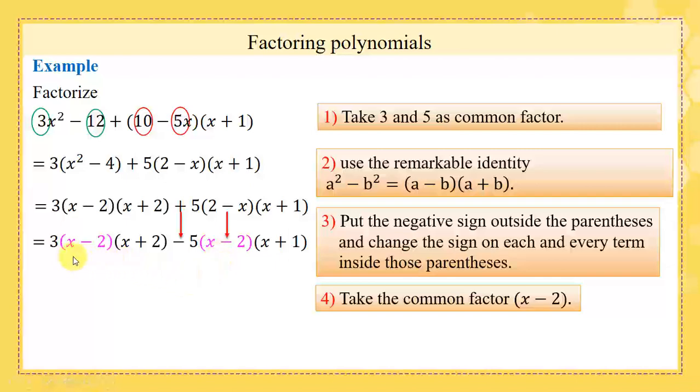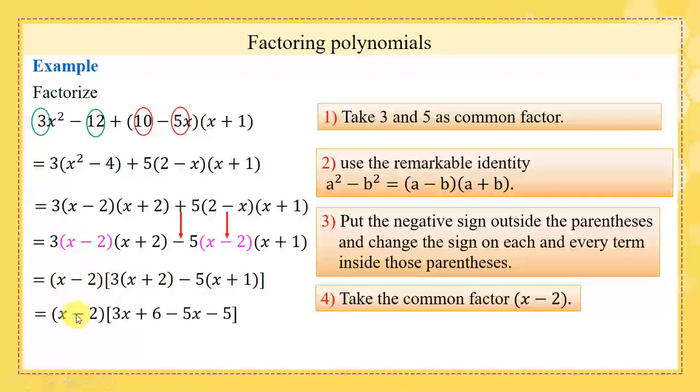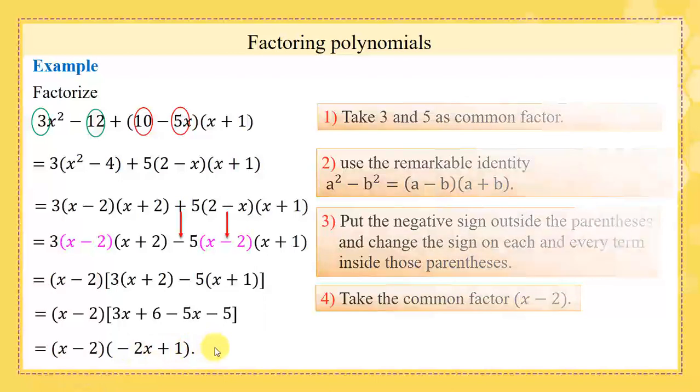The common factor is now clear, so we take x minus 2 as a common factor. The remaining part is written inside the brackets. Now we reduce to get (x minus 2) times (negative 2x plus 1).